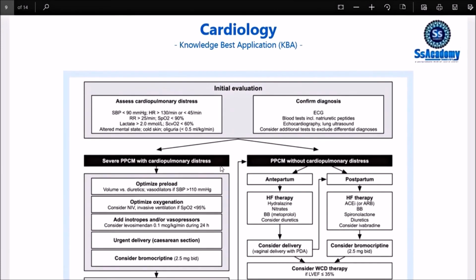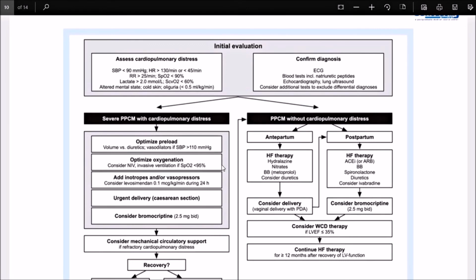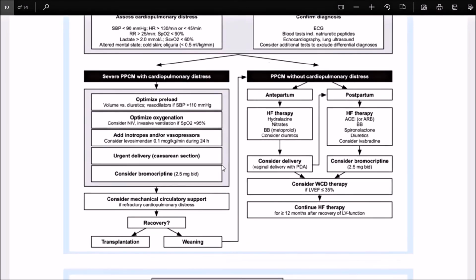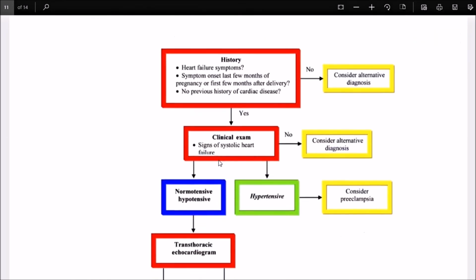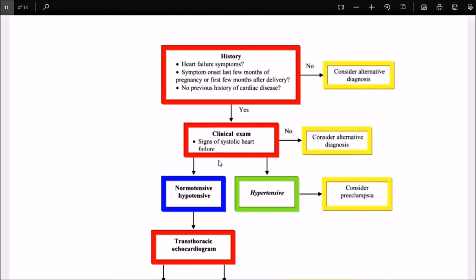So yes, my dear, this flowchart will be really helpful, and we'll have the video lectures as well, so that you can understand what I'm saying. Some of the SS boxes will also be given to manage peripartum cardiomyopathy.